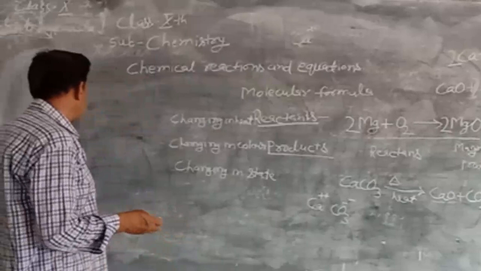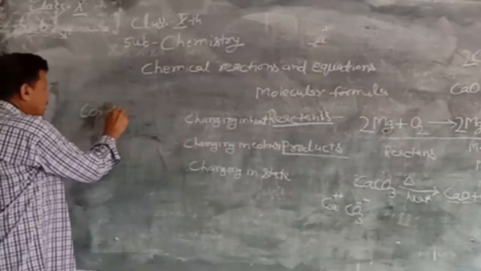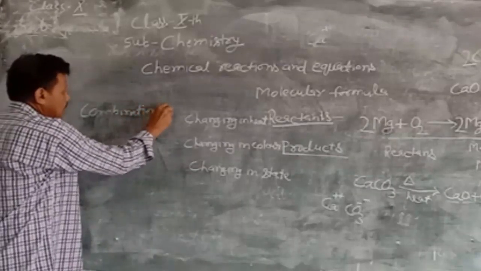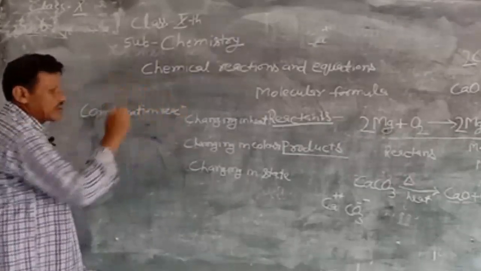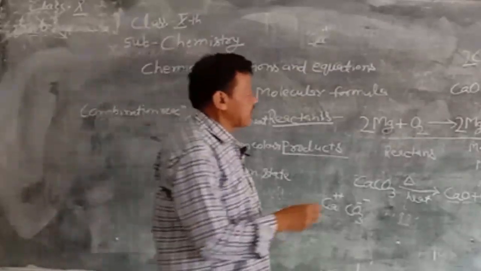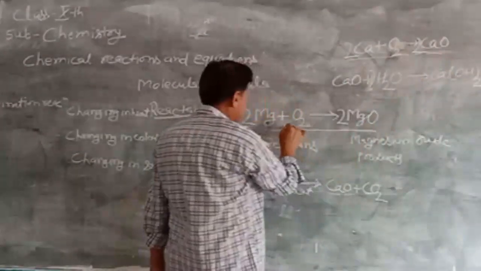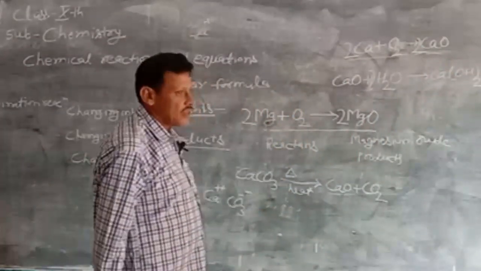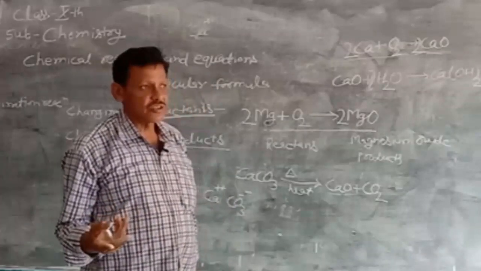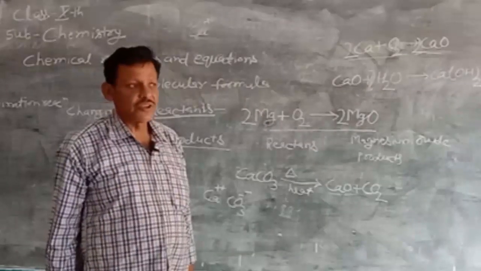Further, combination reactions. In combination reactions, two or more substances react with each other and form a single product. This is called a combination reaction.